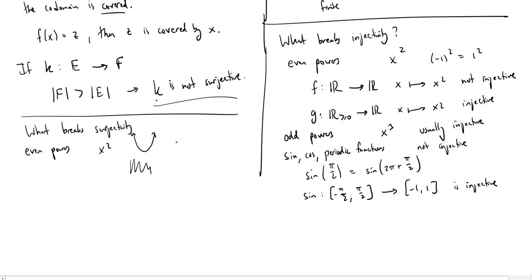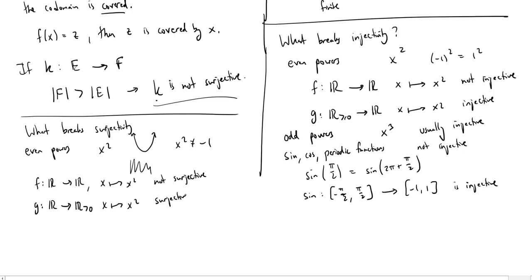So x squared is never equal to -1 when we're talking about real functions. So if I take f from R to R, where x goes to x squared, this is just not surjective because it doesn't cover any of the negative values. However, if I replace the codomain with the non-negative reals, then this x goes to x squared is a surjective function because I've basically gotten rid of all of the problems.